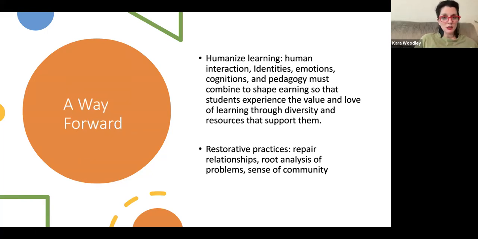And a way forward, a lot of information I've presented today, but a way forward is to humanize learning. Human interaction, identities, emotions, cognitions, and pedagogy must combine to shape learning so that students experience the value and love of learning through diversity and resources that support them.